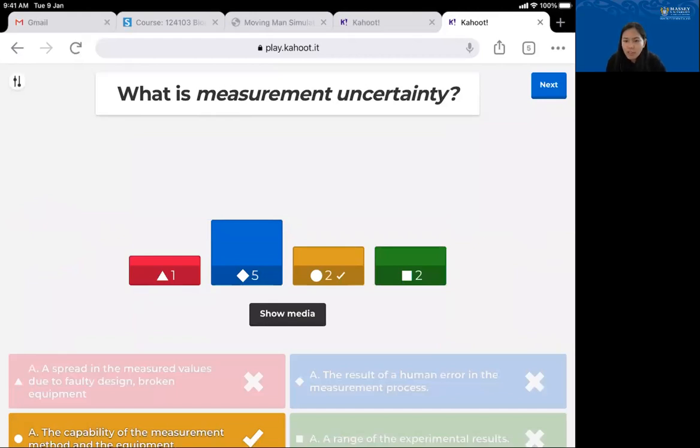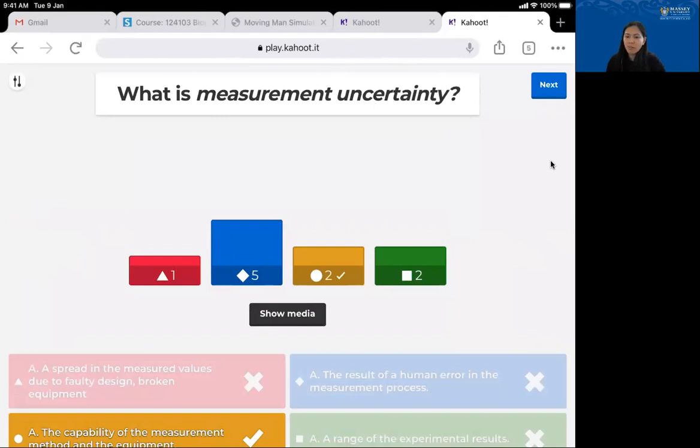Okay, so it seems like most of the answers there for uncertainty are the result of a human error in the measurement process. Human error in the measurement process will really just result in a wrong value, a value that's very different from the actual value. And if you repeat your measurement, then all your measurements will actually be wrong.